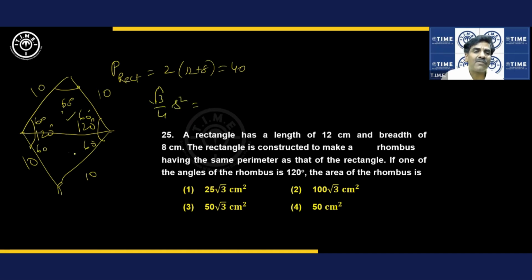And 2 such equilateral triangles will give us 1 rhombus. So 2 into √3 by 4 into side square is our answer. √3 by 4 into 2 will be √3 by 2, and the side squared is 10 square, 100. So 2 will go 50 times. The answer for this question should be choice 3, 50 √3.